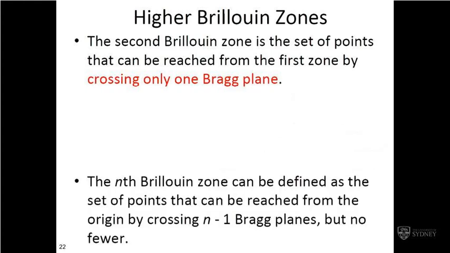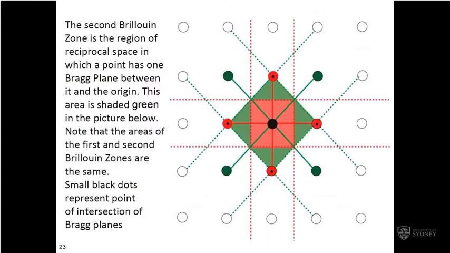And so if you go to the nth Brillouin zone, it can be defined as a set of points that can be reached from the origin, remember, we're in the middle, by crossing n-1 Bragg planes, and then you'll end up in the nth Brillouin zone. So let's just have a look at the second one.